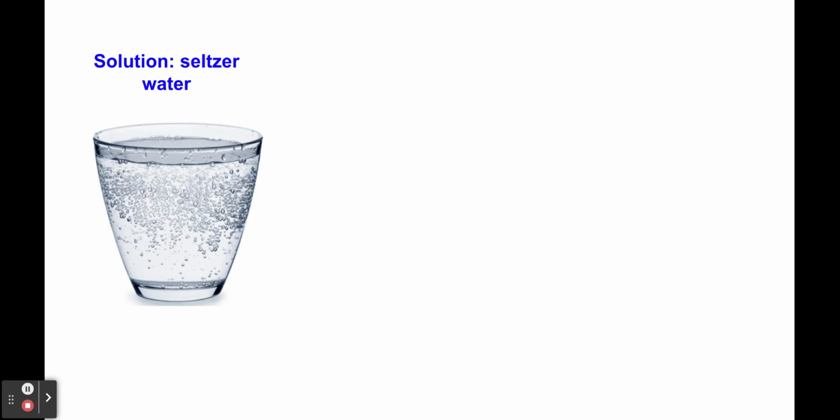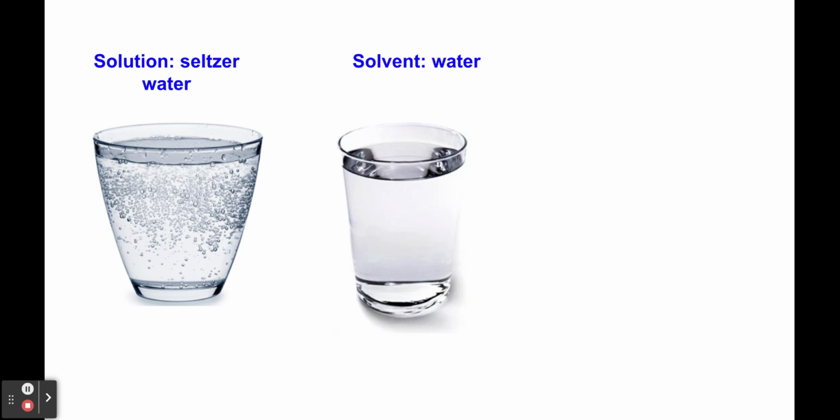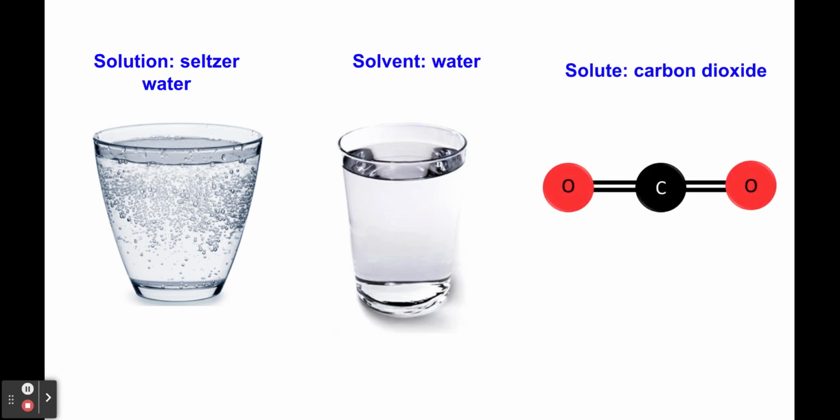Here's another example: seltzer water. Seltzer water is a solution which might be surprising. What's dissolved in here? Well, let's work backwards. What's the solvent? As usual, the solvent is water. And what's dissolved in it? It's carbon dioxide, which is a gas. Carbon dioxide is what makes seltzer and carbonated beverages fizzy. And this is an interesting thing to think about. You can have a solute that is a gas, not a solid like sugar or coffee grounds.